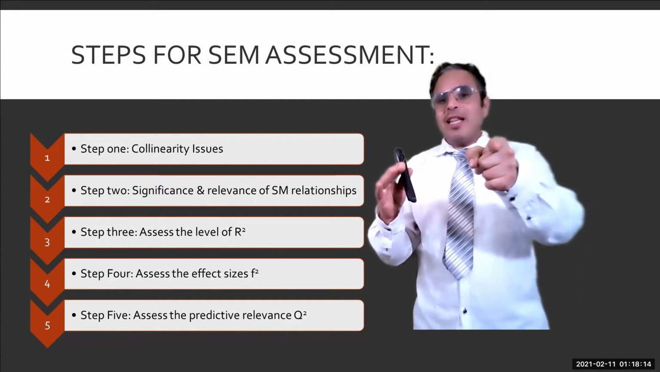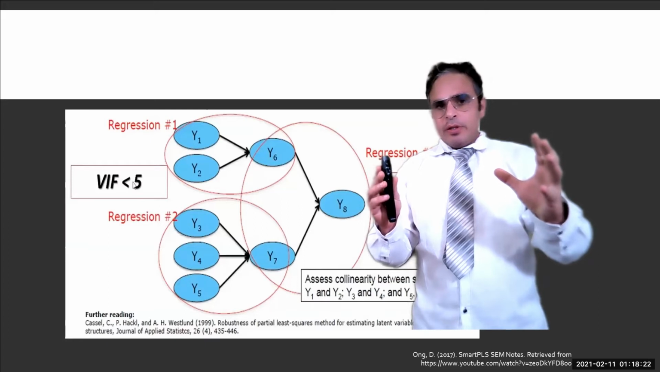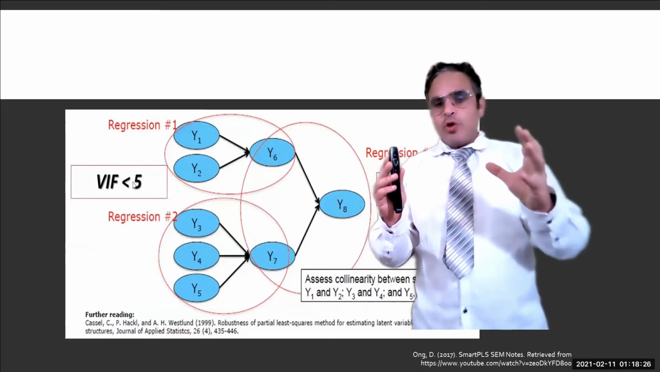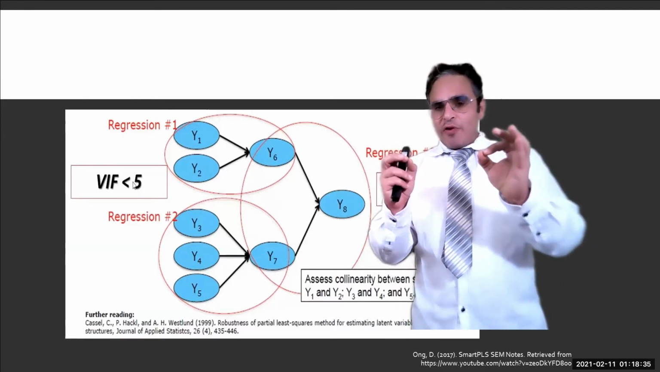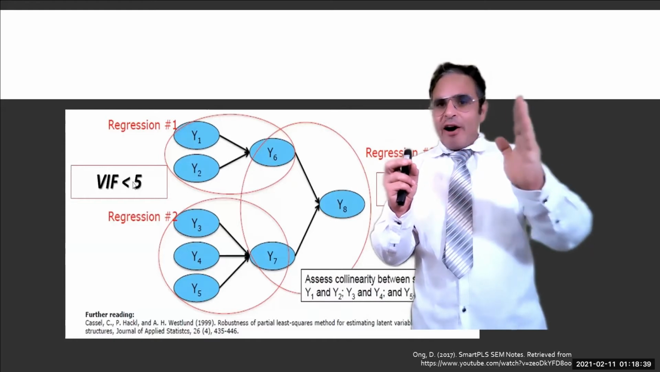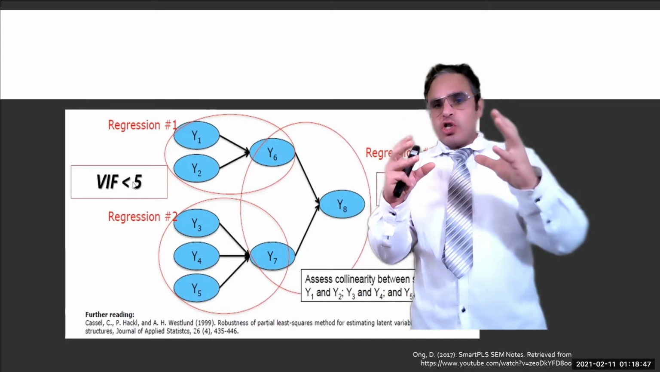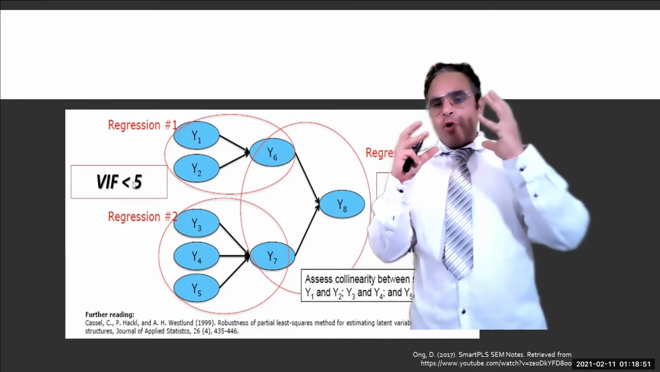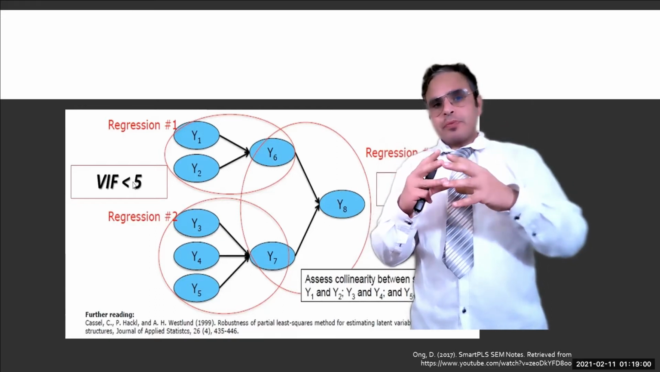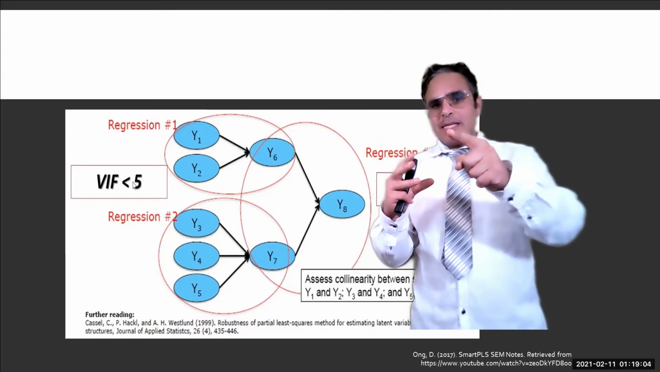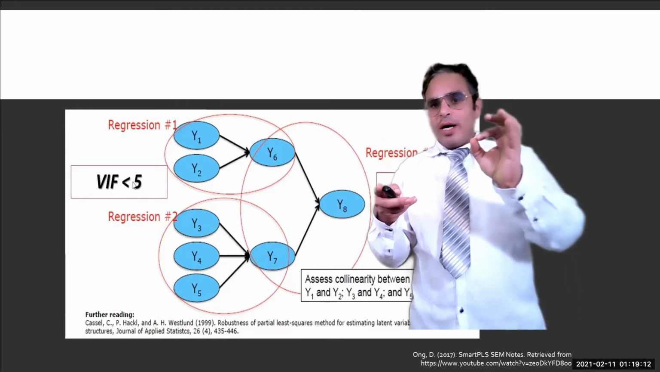Here, we check for collinearity issues. As you notice in this figure, if we have this structural model in front of us, once we check for collinearity in the structural model, we disregard our indicators in the model. We only focus on our exogenous, the main or the higher level variables or factors. So we have here three relationships, as you notice in the three figures there: regression one, regression two, and regression three.